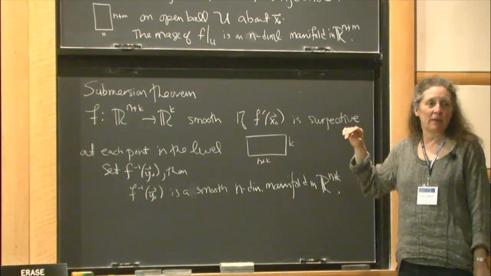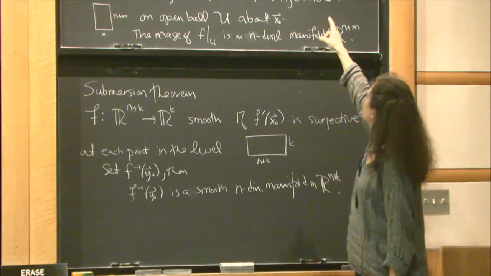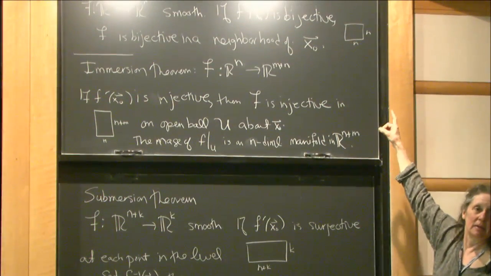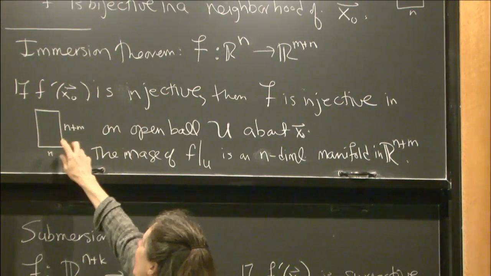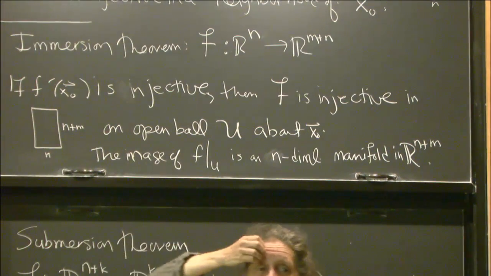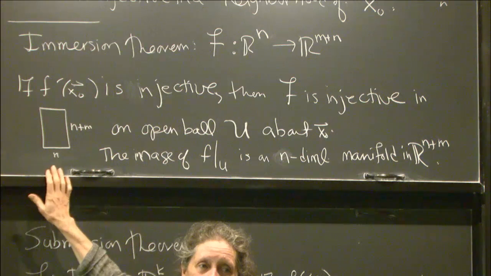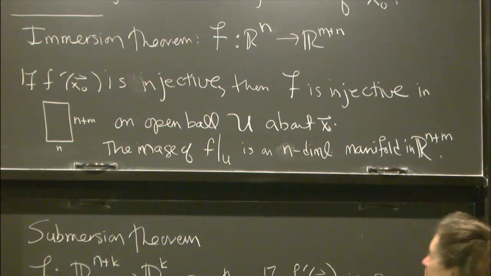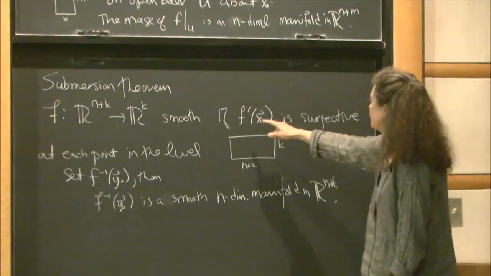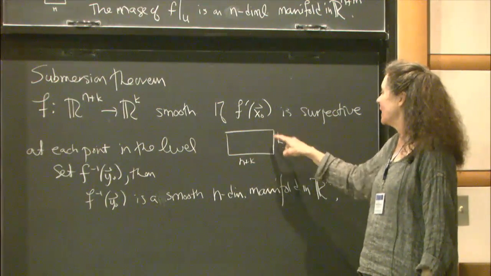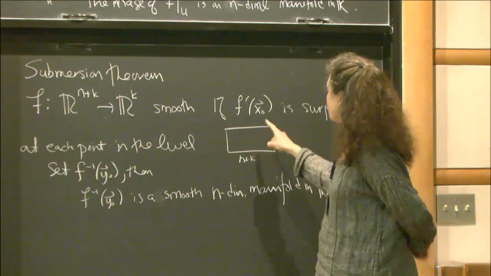So in the first case, it's an n by n matrix, right? And the n by n matrix is bijective if and only if it has rank n, right? In the second case, in the immersion theorem, the derivative is an n by n plus m dimensional matrix. And the condition that this be injective is exactly that this have maximal rank, which would be, in this case, n, right? And finally, the submersion theorem, the condition that this derivative be surjective, this is a n plus k by k dimensional matrix. The condition that this be surjective is exactly that this should have maximal rank.